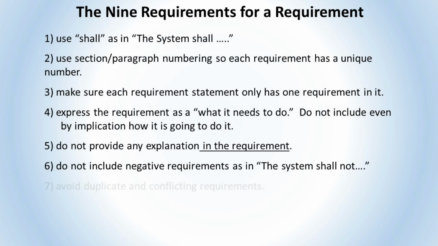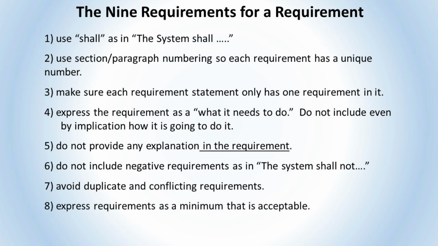The next point is to avoid duplicating and conflicting requirements. Now this may sound sort of obvious, but as requirements are built up by a team, each making their own contribution, this is a surprisingly common problem in real life. Number 8 is to express requirements as a minimum that is acceptable. The temptation is to just put a number in that you want, but this means the system has to meet that number precisely, and this is often difficult and expensive to meet. So express the requirement as greater than or less than, showing the area of flexibility.